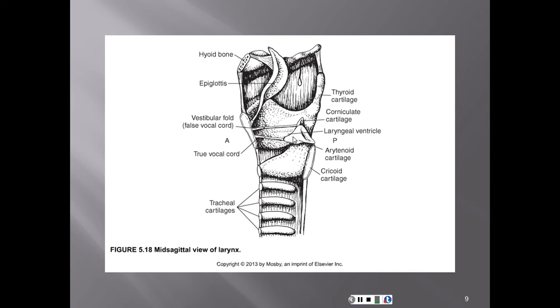The cricoid cartilage is a complete ring that forms the base of the larynx on which the other laryngeal cartilages rest. Alright, so remember the cricoid cartilage is a complete ring, whereas the other tracheal cartilages are soft in the posterior portion of the ring. This allows for the esophagus, the peristalsis.